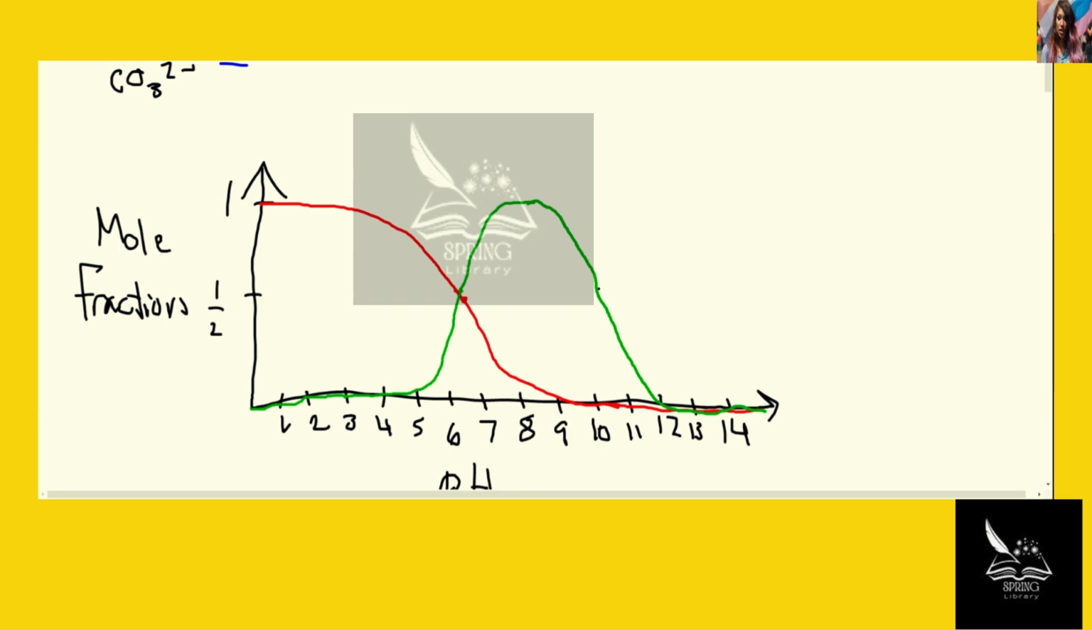And now let's take a look at the carbonate. At very high pH, it is dominant and it comprises the entirety. Then, as the pH gets lower, it'll be converted to bicarbonate, and then it'll taper off to nothing.